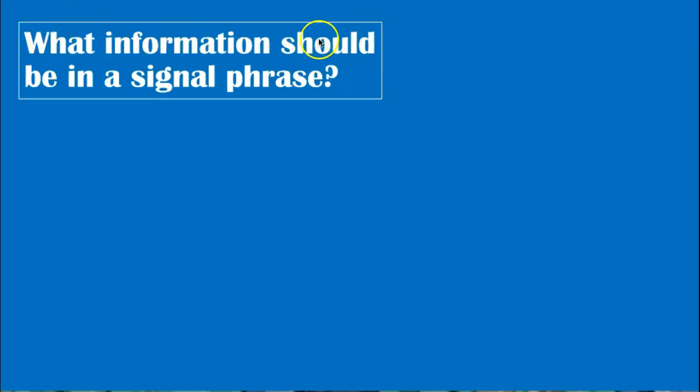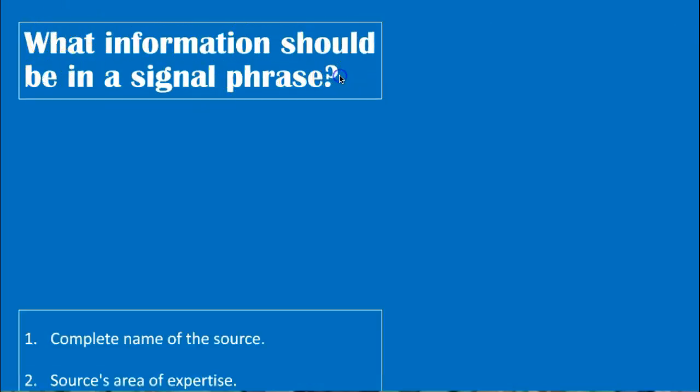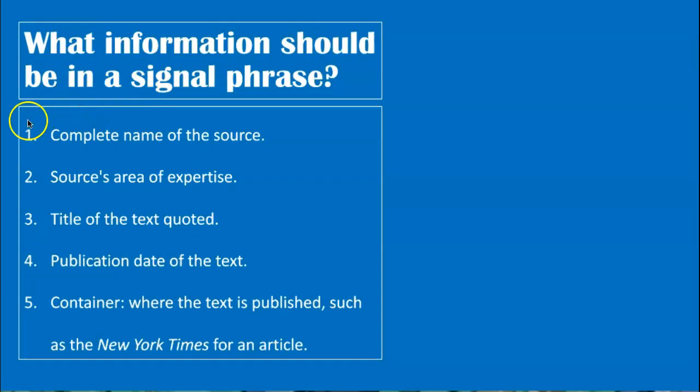What information should be in a signal phrase? Well, normally a student hears you need all these 5 pieces of information in every signal phrase. You need 1, the complete name of the source, 2, the source's area of expertise, 3, the title of the text quoted, 4, the publication date of the text, 5, the container, where the text is published, such as the New York Times for an article. Let's find out if we need all 5 pieces of information in a signal phrase for every quote.